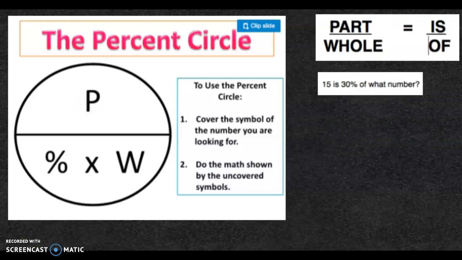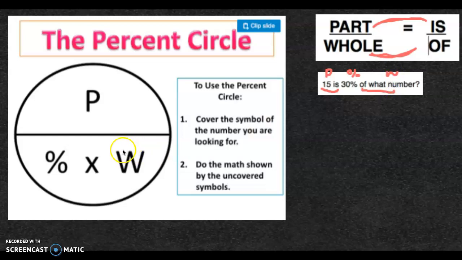Our next question is, 15 is 30% of what number? So notice that we have 15 with the "is", so "is" and part, okay? So we have 15 is, that's our part, 30%, that's our percentage, of what number? Remember, "of" is related to the whole. So when you see "of", you think whole. So what we don't have is the whole. So we're looking for the whole.